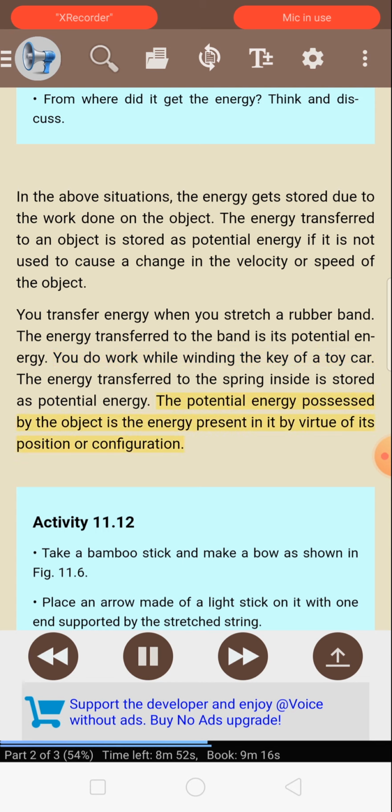Activity 11.12. Take a bamboo stick and make a bow as shown in figure 11.6. Place an arrow made of a light stick on it with one end supported by the stretched string. Now stretch the string and release the arrow. Notice the arrow flying off the bow. Notice the change in the shape of the bow. The potential energy stored in the bow due to the change of shape is thus used in the form of kinetic energy in throwing off the arrow. Fig. 11.6. An arrow and a stretched string on the bow.